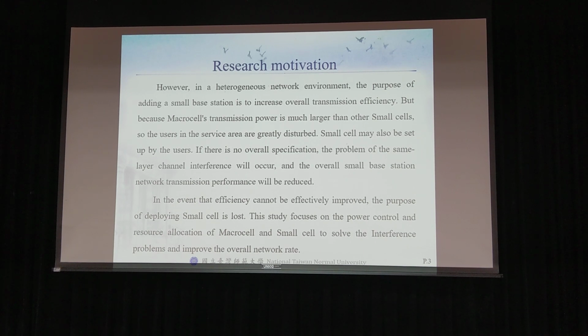Small cells may also be set up by users. If there is no overall specification, the problem of same layer channel interference will occur, and the overall small base station network transmission performance will be reduced. If the efficiency cannot be effectively improved, the purpose of deploying small cells is lost.